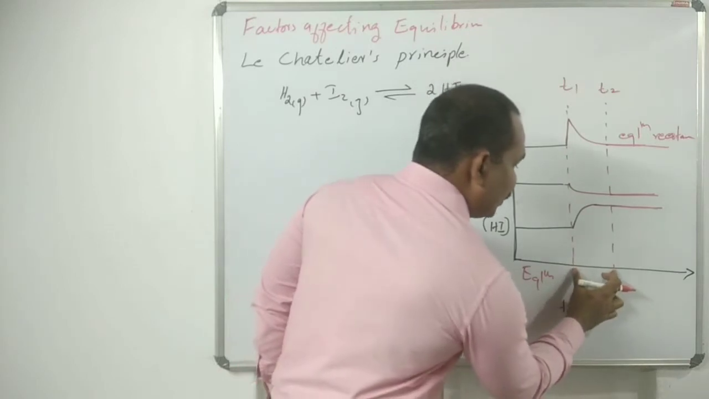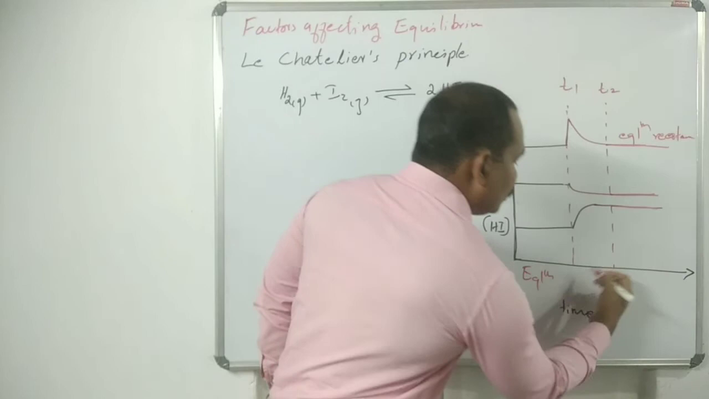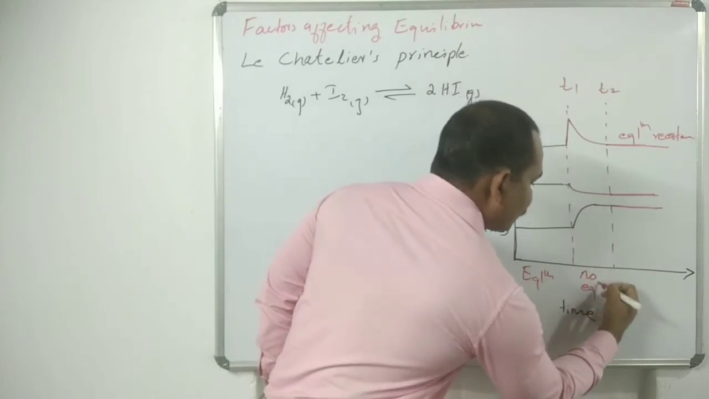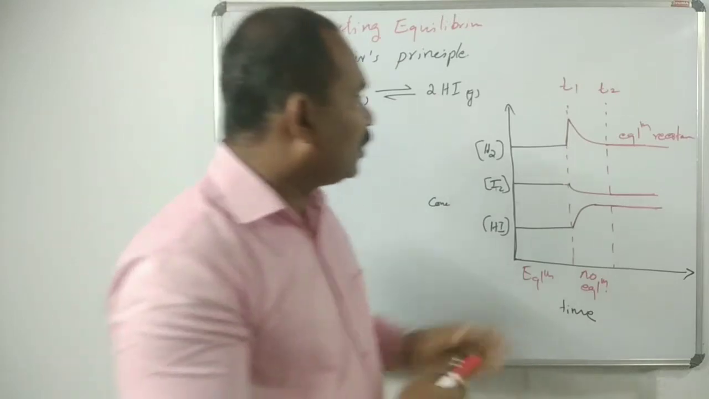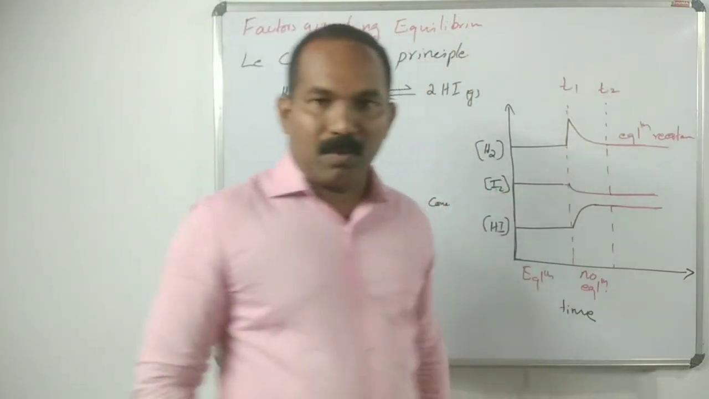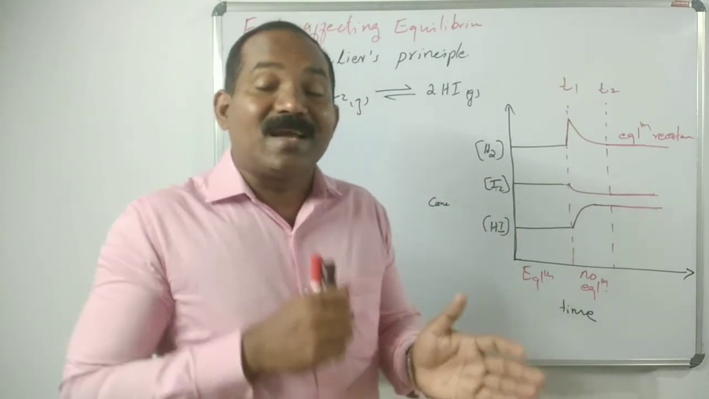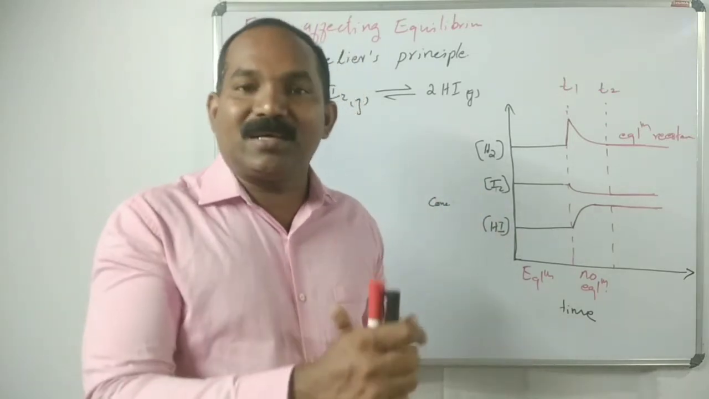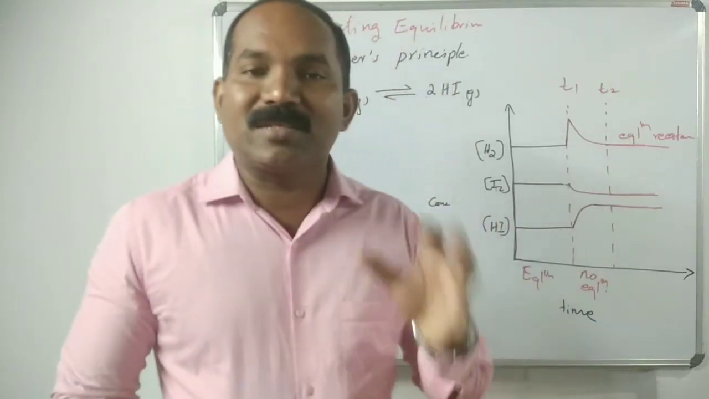In the period from T1 to T2, there is no equilibrium. You understand that? No equilibrium in between T1 and T2. Why? The system is trying to nullify, to cancel the effect of the change. After that, the system reaches an equilibrium.